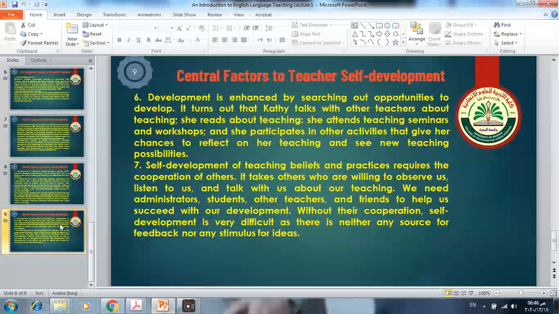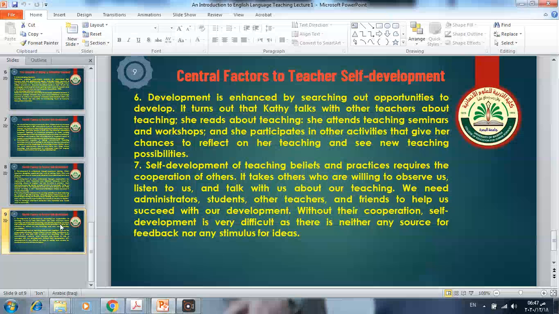Number 7, self-development of teaching beliefs and practices requires the cooperation of others. It takes others who are willing to observe us, listen to us, and talk with us about our teaching. So we need administrators, students, other teachers, and friends to help us succeed with our development. Without their cooperation, self-development is very difficult, as there is neither any source for feedback nor any stimulus for ideas. So self-development also requires cooperation with others.